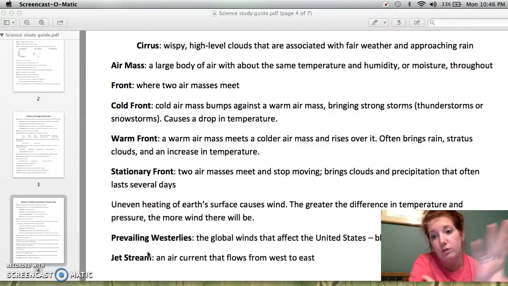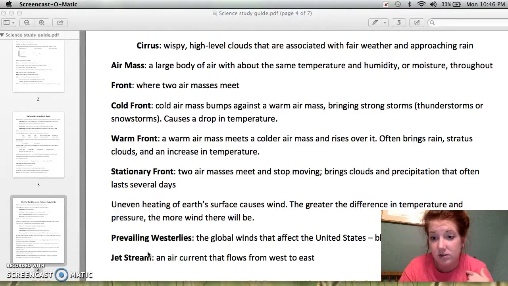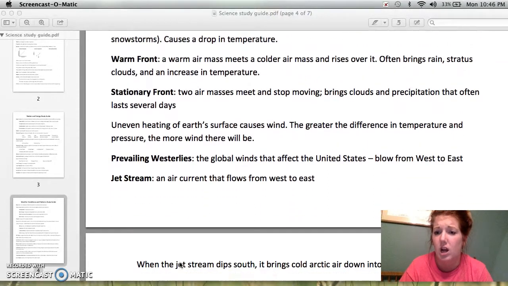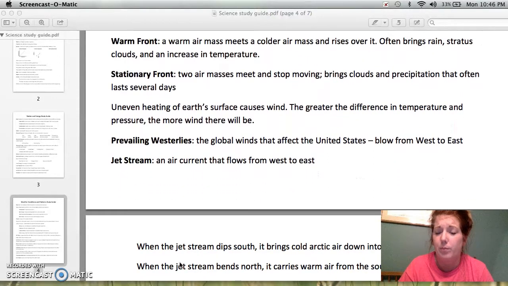And we know weather moves across the United States from California to North Carolina. That's west to east. North Carolina is on the east coast. California, west coast. From west to east. The jet stream is an air current that flows from west to east as well. It's responsible for bringing a lot of our weather across the United States.